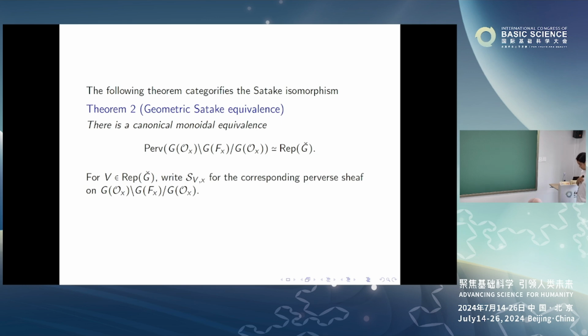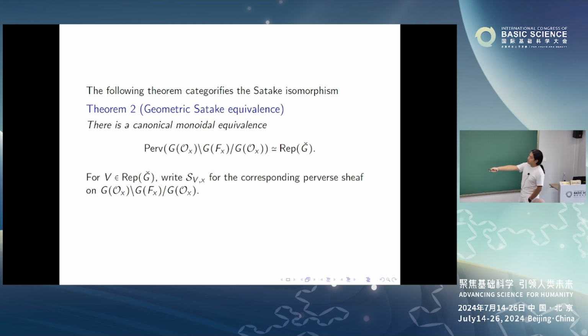Okay, now recall that previously when we discussed the Langlands conjecture, we introduced the isomorphism to state the requirement that the Frobenius and Hecke eigenvalues should match. Now we also need to categorify it. So this is known as the geometric Satake equivalence, due to many people. The following form is due to Mirkovic and Vilonen. It says there's a canonical monoidal equivalence between the spherical Hecke category and the category of finite-dimensional representations of G-check. Here the monoidal structure on the left-hand side is given by convolution, and on the right-hand side is given by the usual tensor product.